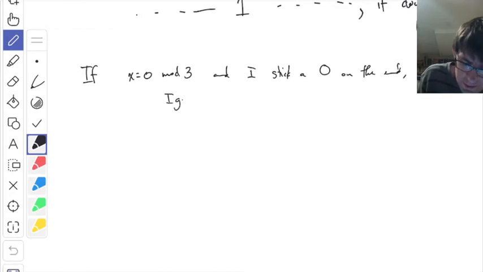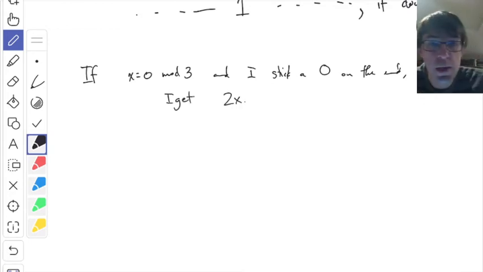I get instead now 2x, right? It used to be x, but I stick a 0 on the end, so now the number becomes 2x. And I would like to know, is this number now still divisible by 3, or is its remainder now 1, or is its remainder now 2? What do you think? If I had a number, it was divisible by 3, and then I double it, is it still divisible by 3?